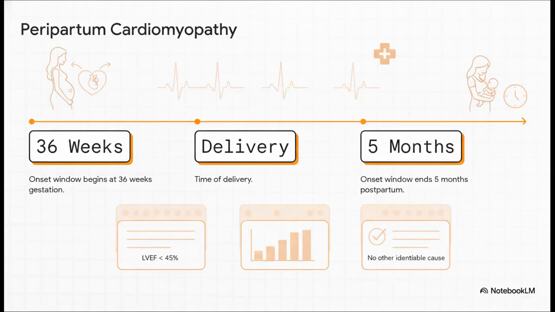Next up is peripartum cardiomyopathy. For this one, the timeline is quite literally everything. If you see rapid onset systolic heart failure, we're talking an ejection fraction below 45% in a pregnant or recently pregnant patient, check the clock. The diagnostic window is strictly from 36 weeks gestation up to 5 months postpartum, assuming there's no other identifiable cause. You treat it with a standard systolic heart failure regimen, but the timing is your ultimate diagnostic hook.